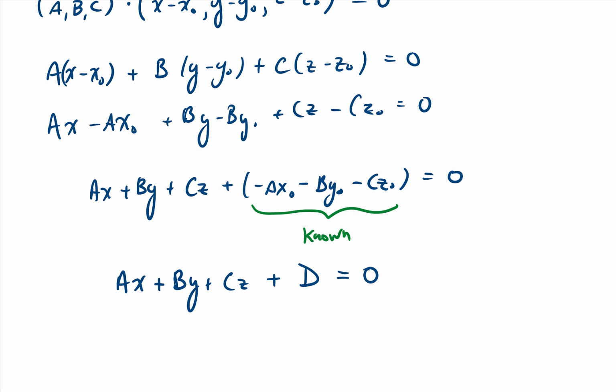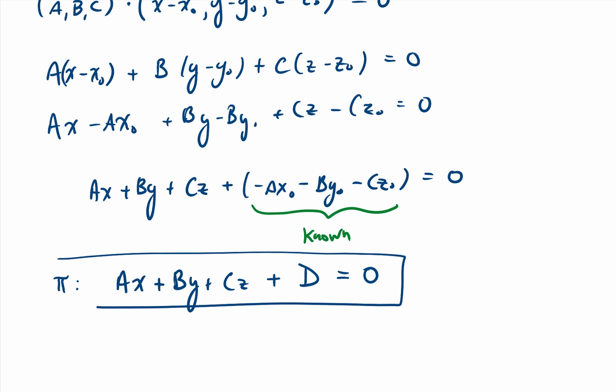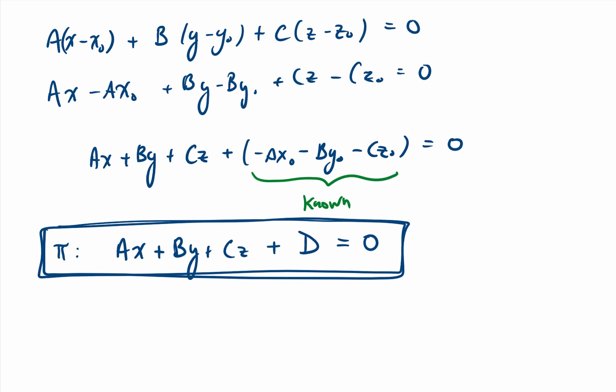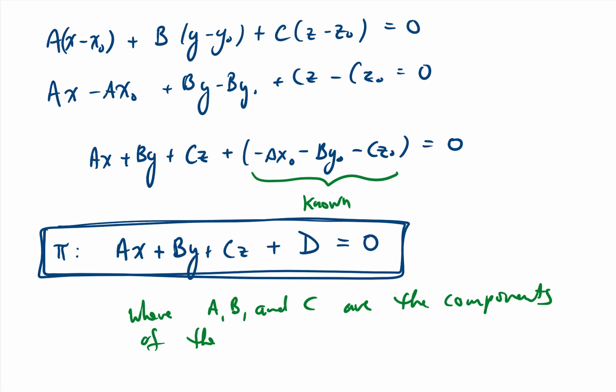And this is what we call the Cartesian equation of a plane in 3 space, where A, B, and C are the values or the components of the normal to this plane. Let's take a look at how to use the Cartesian or scalar equation of a plane to solve various problems.